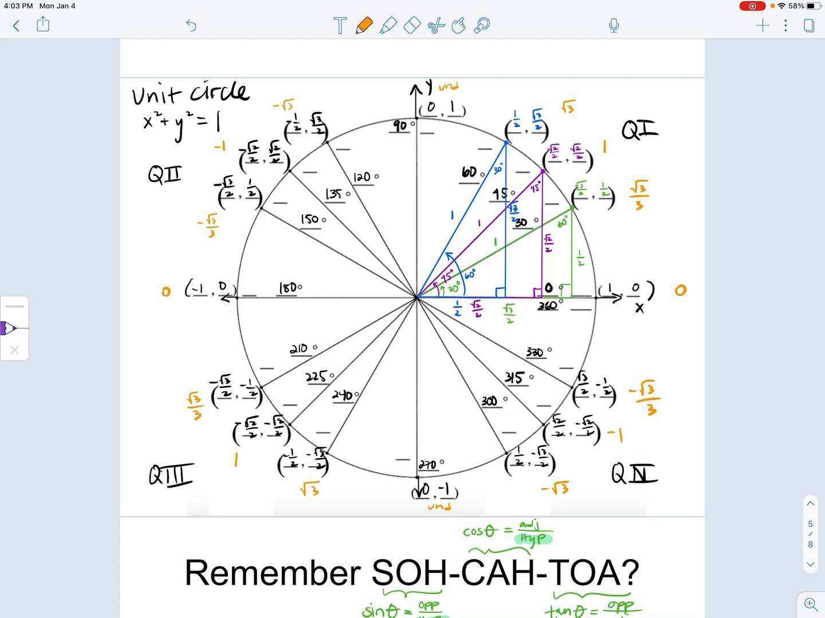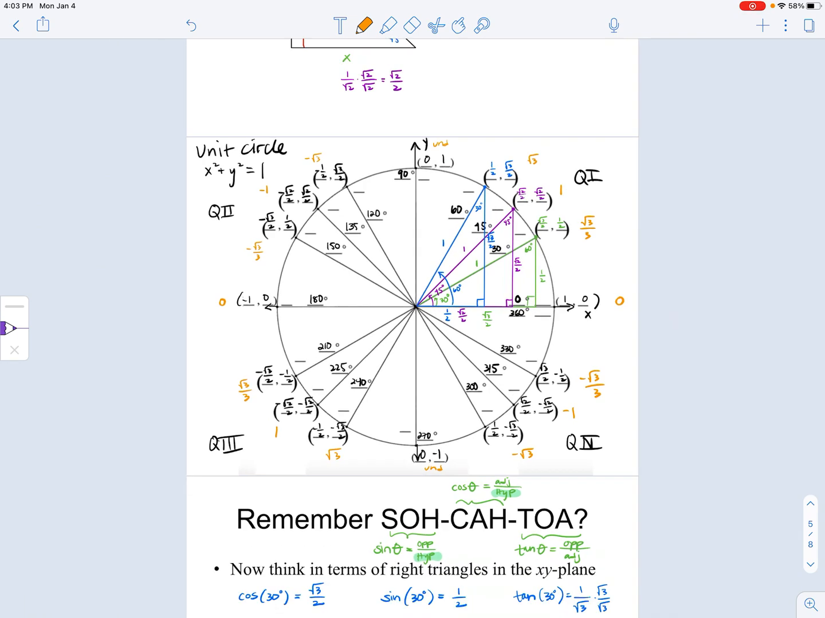Okay, sine of 225 degrees. Well, it's quadrant 3. Picture it, okay, negative root 2 over 2.